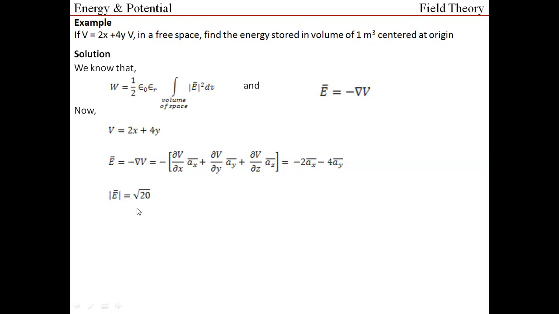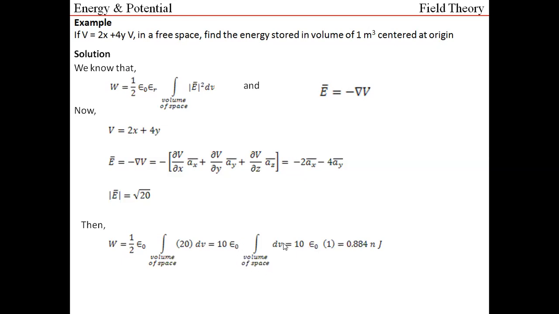If I try to get the magnitude of this, it would be the square root of the square of 2 plus the square of 4, which is the square root of 20. So we have calculated the magnitude of E bar. Now we have to substitute this in this relation. So what I would have is W is equal to 1 by 2 epsilon. I have dropped epsilon R because I mentioned that the space is a free space, so I have taken epsilon R to be equal to 1. So 1 by 2 epsilon volume integral of the square of the magnitude of E bar, so this would give you 20 dV. This 20 is constant, I can take it out. 1 by 2 would give me 10 epsilon 0 integration dV.